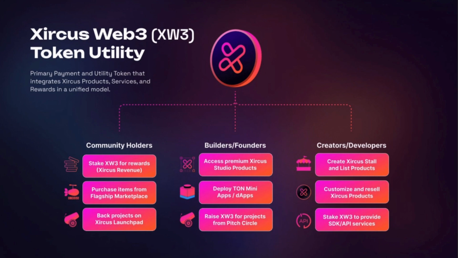And secondly, builders can deploy Ton mini apps or dApps. As you know, or if you don't know, Ton is a scalable blockchain integrated in our ecosystem. So using XW3, builders can deploy these mini apps, which are lightweight applications that run on Ton, making it easier to create decentralized solutions.